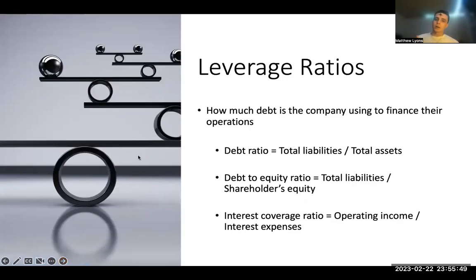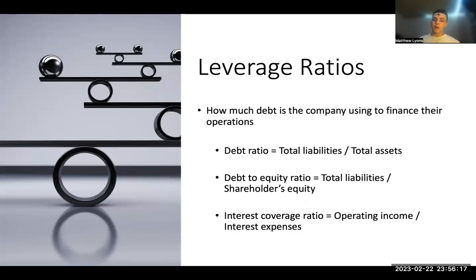Next up to bat is our leverage ratios. Leverage ratios are just how much debt the company is using to finance their operations. So this is kind of the opposite of our liquidity ratios in somewhat of a way. Our debt ratio is just our total liabilities over our total assets. Debt to equity, that's our total liabilities over our shareholders' equity. Interest coverage ratio, that's our operating income over our interest expenses.